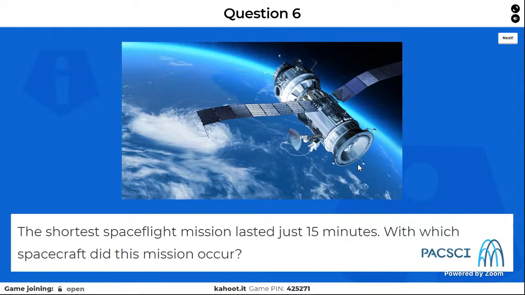The shortest spaceflight mission lasted just 15 minutes. With which spacecraft did this mission occur?